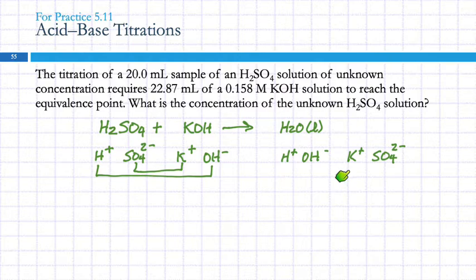And then here we've got K+ and SO4 2-. And so we're going to need 2 potassiums to balance the charge on the sulfate so that this can be a neutral compound. K2SO4. Any questions so far?